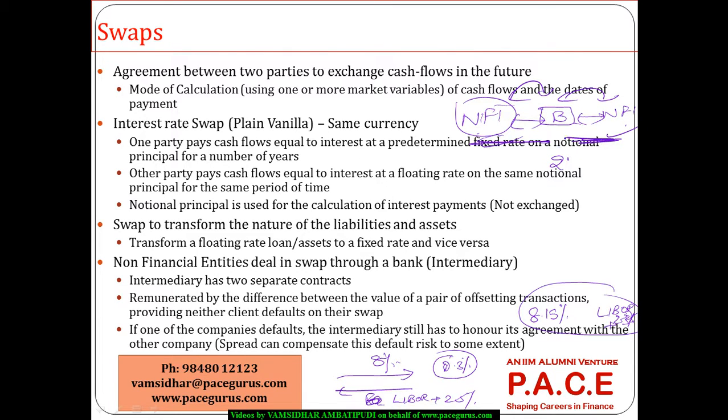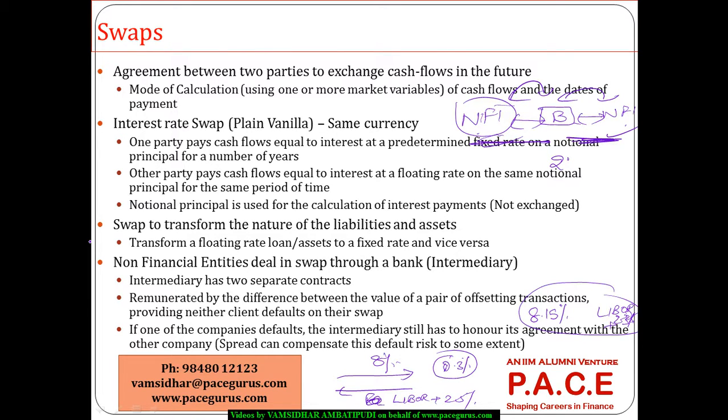So if there is no default, that 0.3% is a kind of fee for facilitating this entire transaction, because these two are offsetting transactions. And if there is no default, that spread between them is the fee, or the revenue, which the intermediary is getting for taking this transaction forward.